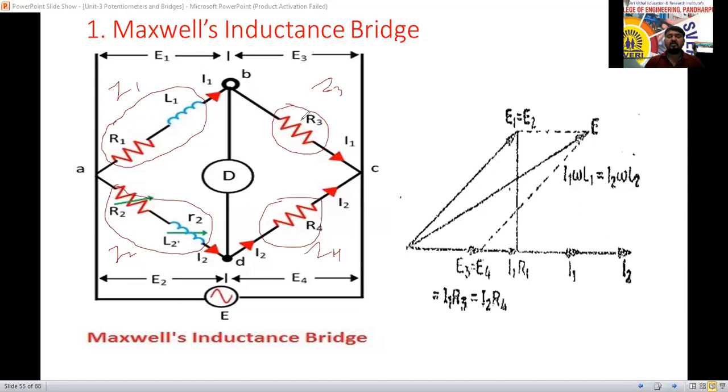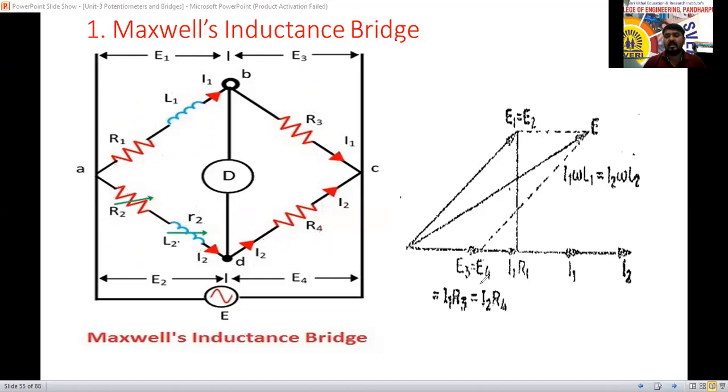Before that, R1, R2, R3, R4 are the non-inductive resistance values we have used here now. L1 is the pure inductive value. L2 is a variable inductance with some resistive part, which we are using here now. So before discussing the equations and all the things, I will explain the circuit diagram here.